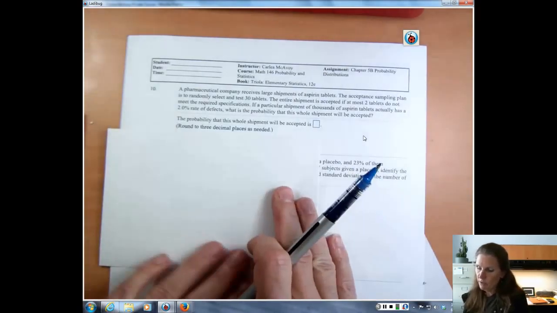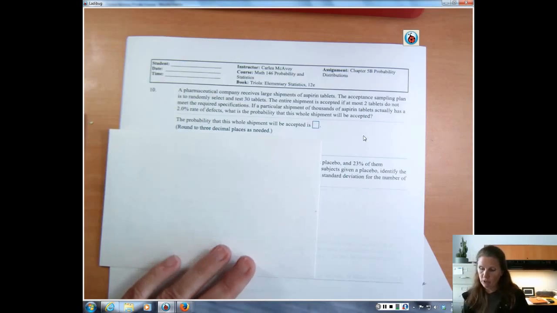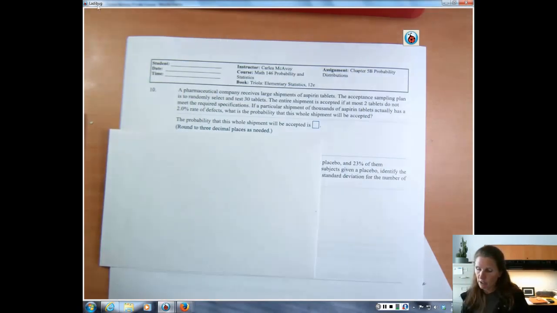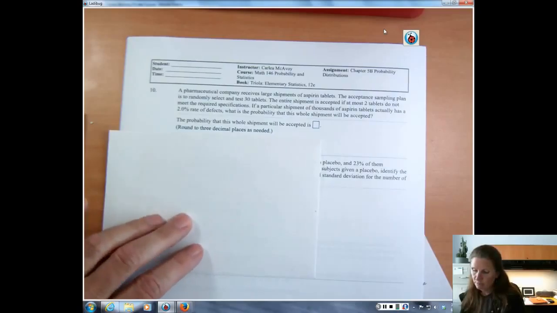A pharmaceutical company receives large shipments of aspirin tablets. The acceptance sampling plan is to randomly select and test 30 tablets. The entire shipment is accepted if, at most, 2 tablets do not meet the required specifications. If a particular shipment of thousands of aspirin tablets actually has a 2% rate of defects, what is the probability this whole shipment will be accepted?